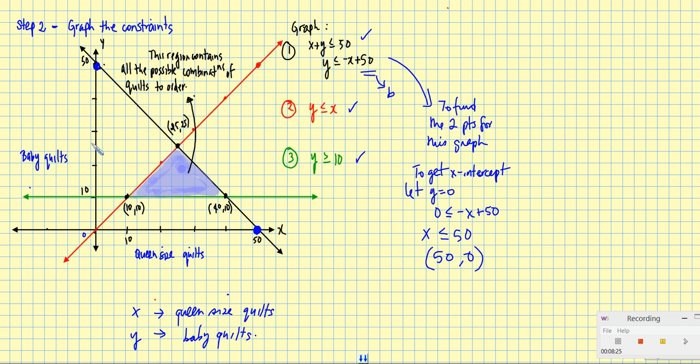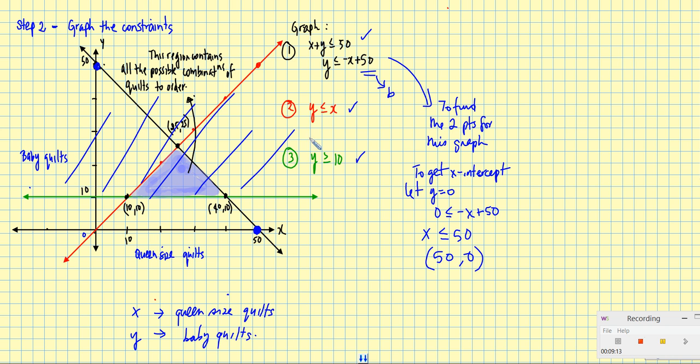The next line you're going to graph is y is less than or equal to x. The y equals x line is the red line, and for every value of x, I get the same value of y. If I choose 10 for my value of x, then y has to be 10. If I choose 20 for x, y has to be 20 as well, and so forth. So I have a straight line going across there. My third line is y has to be larger than or equal to 10, which is a horizontal line, my green line. Because it's greater than, what's going to get colored in is above.